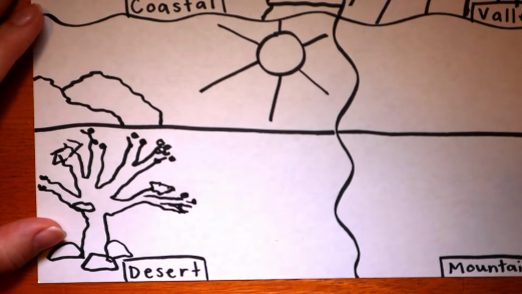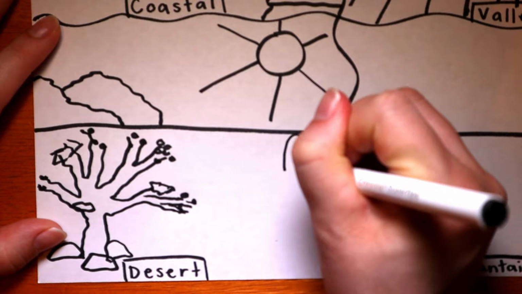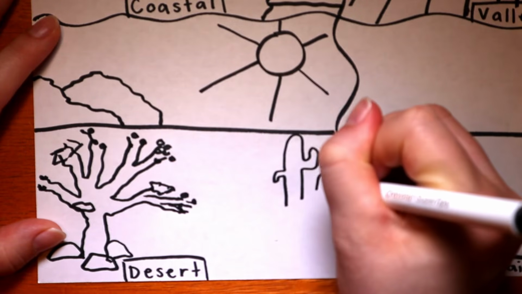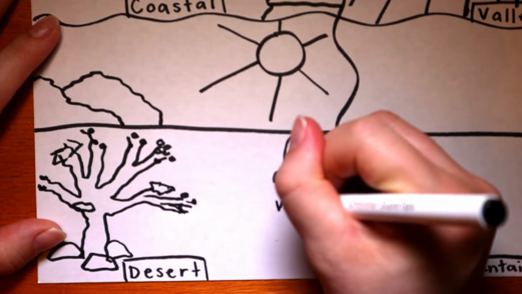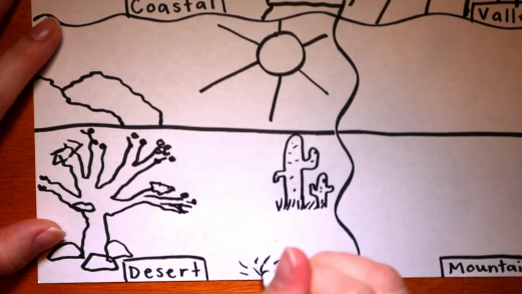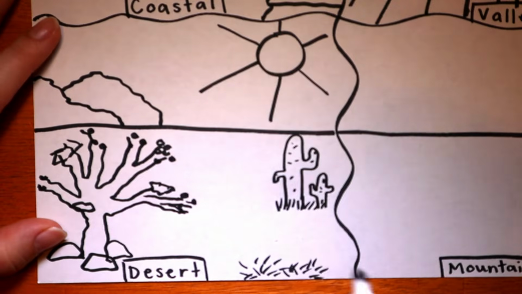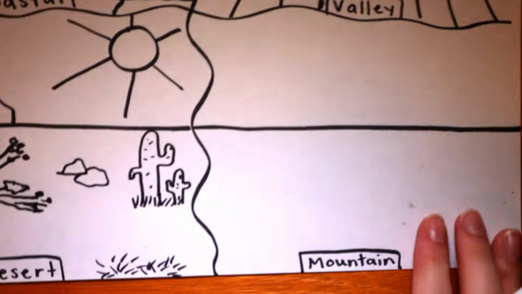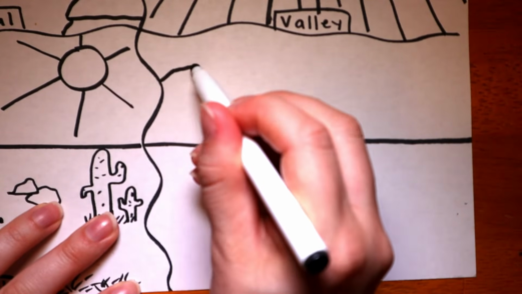I'm also drawing a big cactus and then a small cactus next to it with a little bit of wispy grass, but not too much grass, and just a couple of rocks with a big sunshine in the desert.